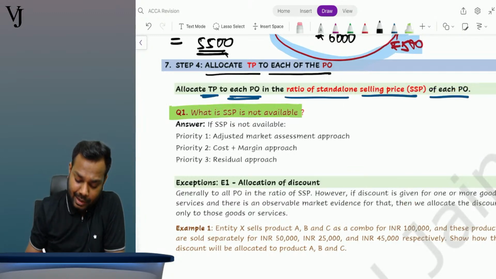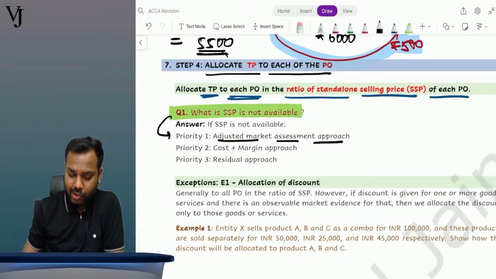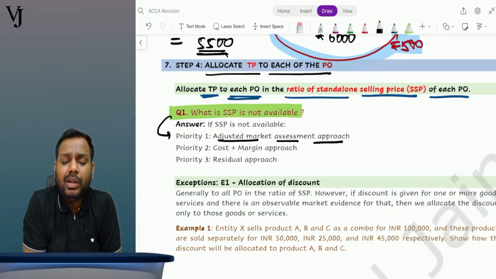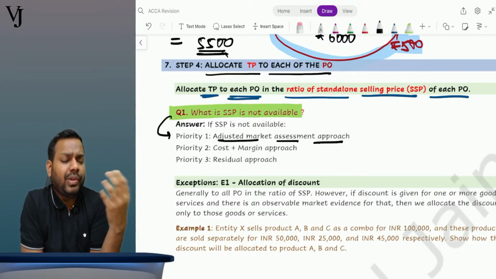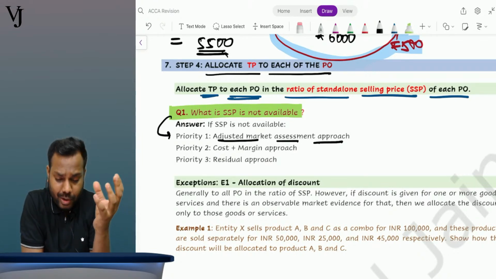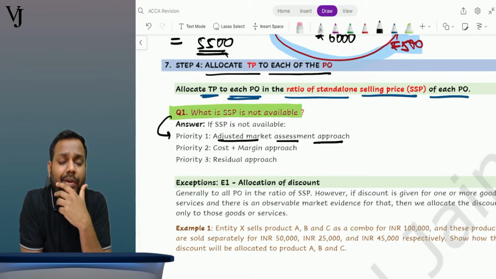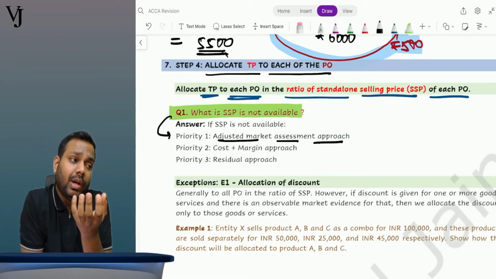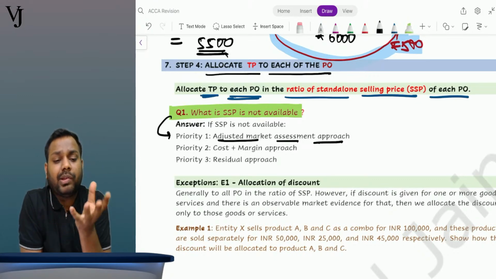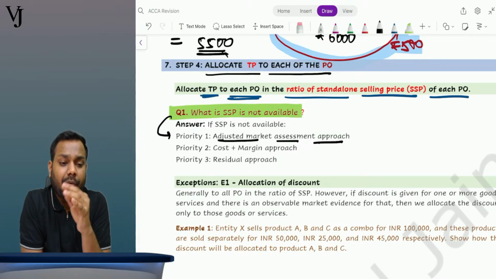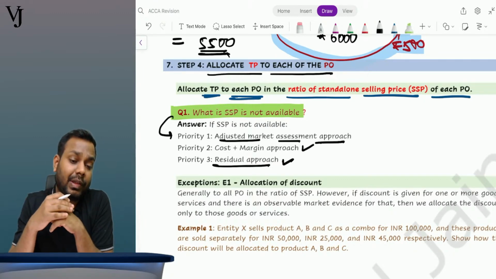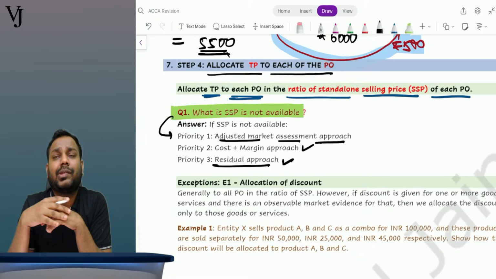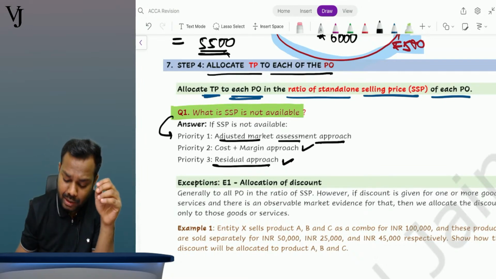Then the standard says that in that case you can take the adjusted market assessment approach. Let's suppose for a particular good the standalone selling price is not available. Then I will see in the markets if similar goods are sold, what the price of that is and what the different features are. So I will adjust the market price and find it. If no one in the market sells that good, then I will find the cost to manufacture this good and my general profit margin. Third is called residual.